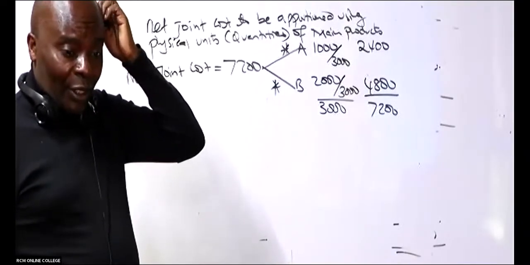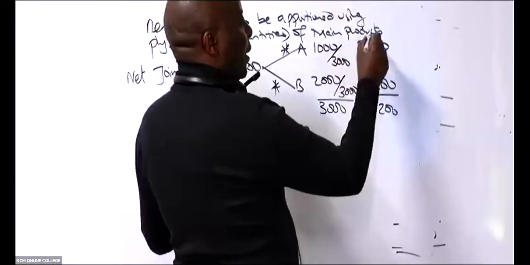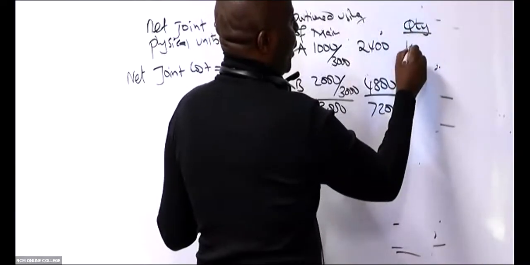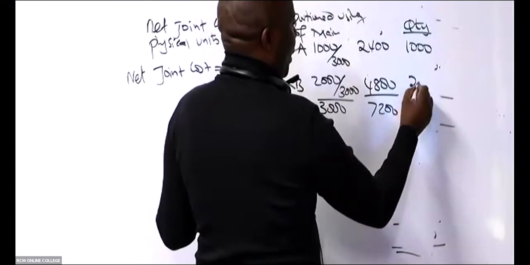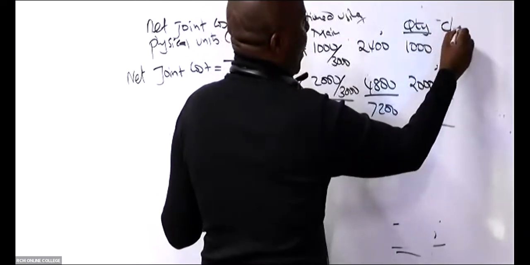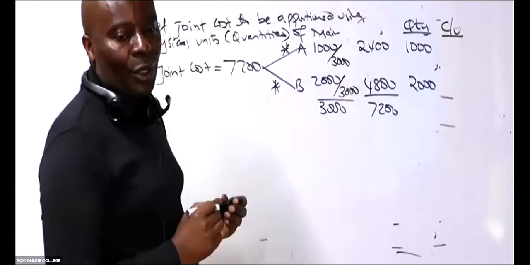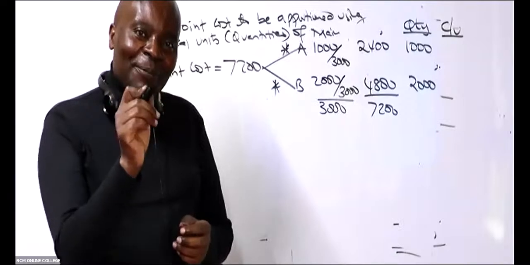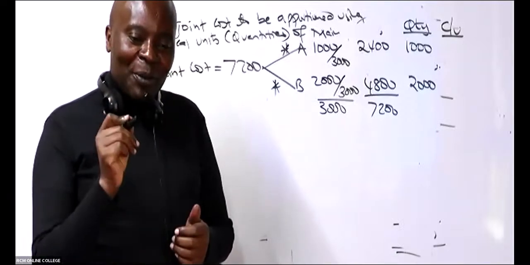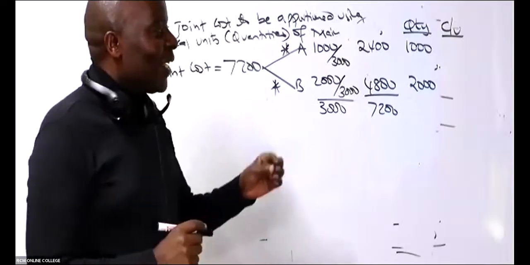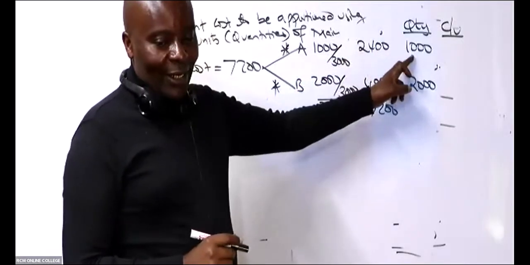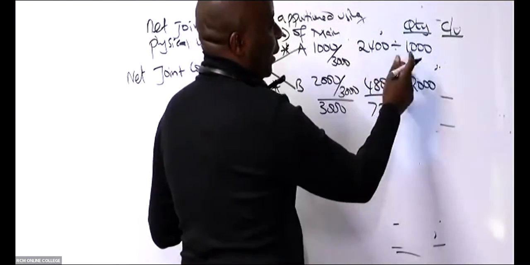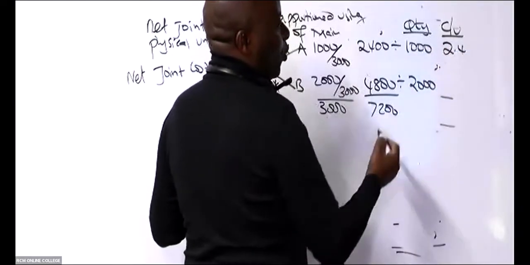Now, ladies and gentlemen, repeat here quantity. Remember, this is total cost. Quantity is 1,000 for A and 2,000 for B. Give us the cost per unit. You will see this method is not very good because you're going to get the same cost per unit for these products. How do we get cost per unit? You take total cost and divide by quantity. You can write like this for your revision: 2,400 divided by 1,000. This gives me 2.4. Is it?